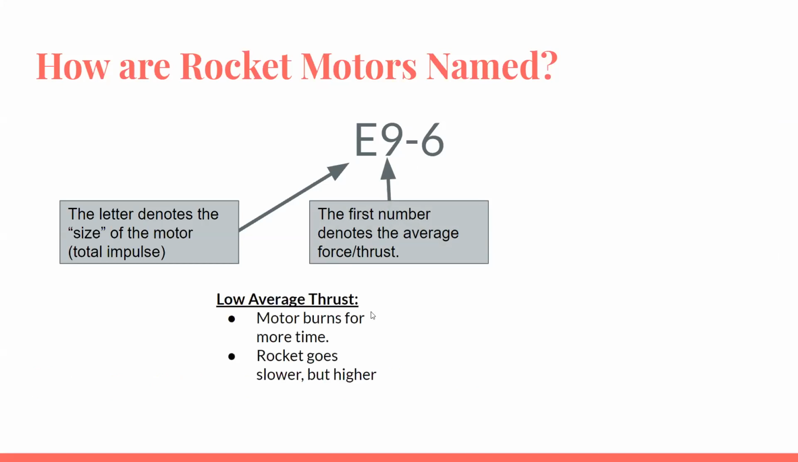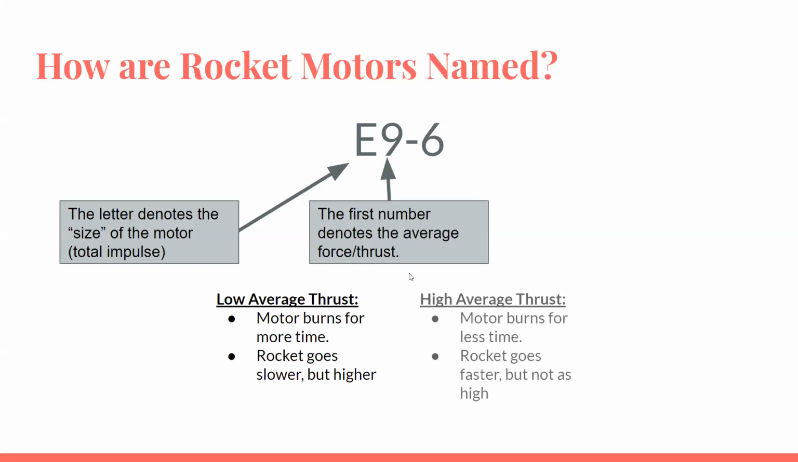So just a couple of key points. A low average thrust means the rocket burns for a longer time because it's more spread out, and that allows the rocket to go higher, but it's not going to go as fast because it doesn't have the same kick. But at the same time, a high average thrust is going to burn for less time. It's going to let your rocket go really fast, but not as high because, again, the motor's not burning for the same length of time.